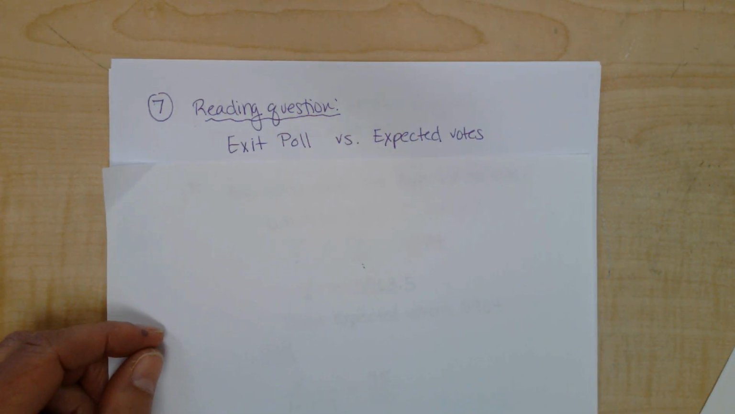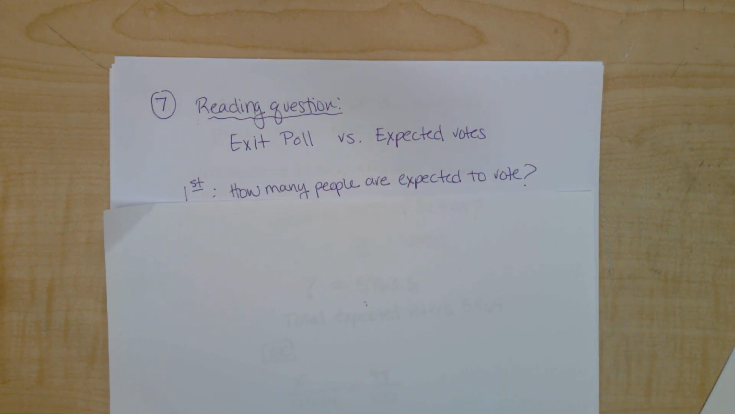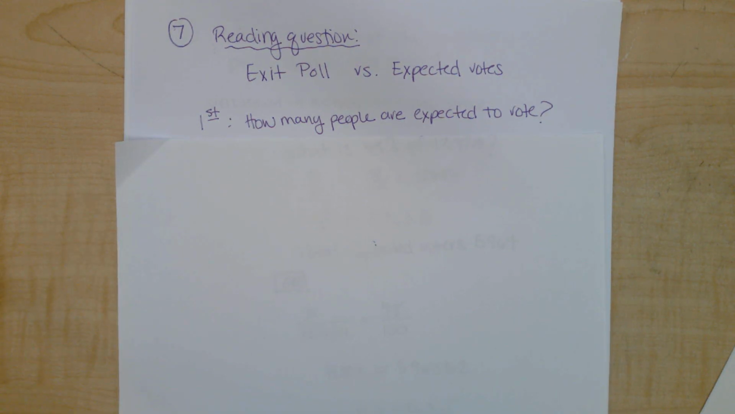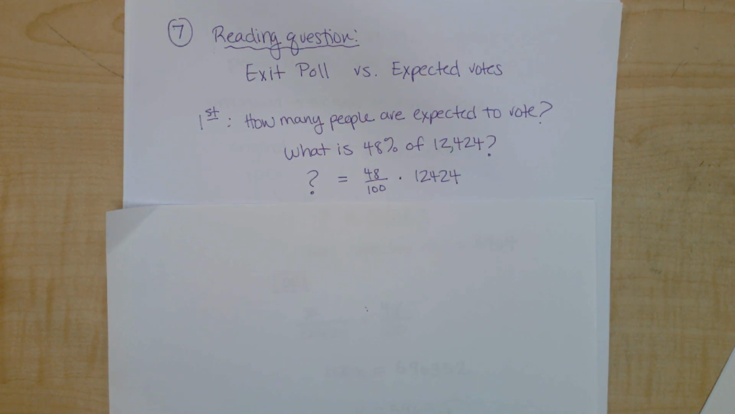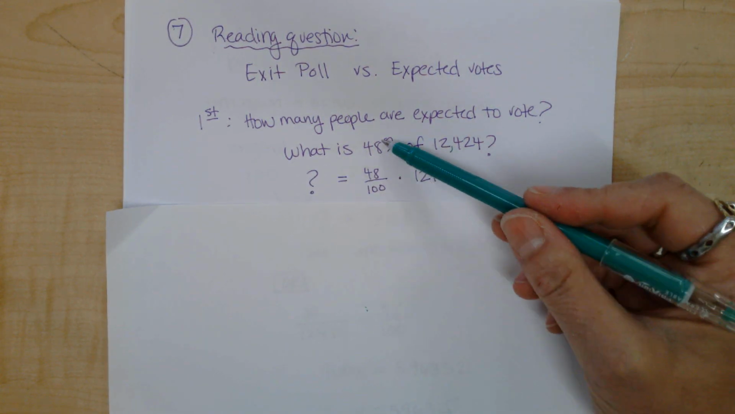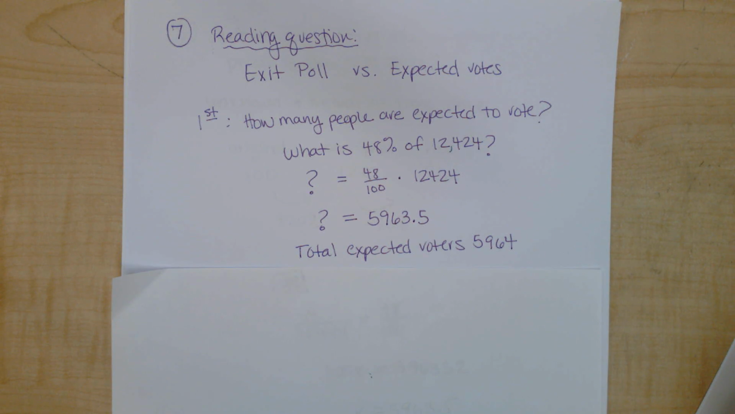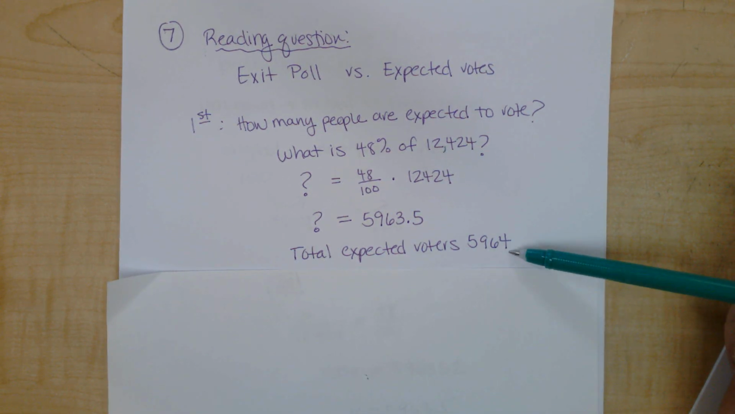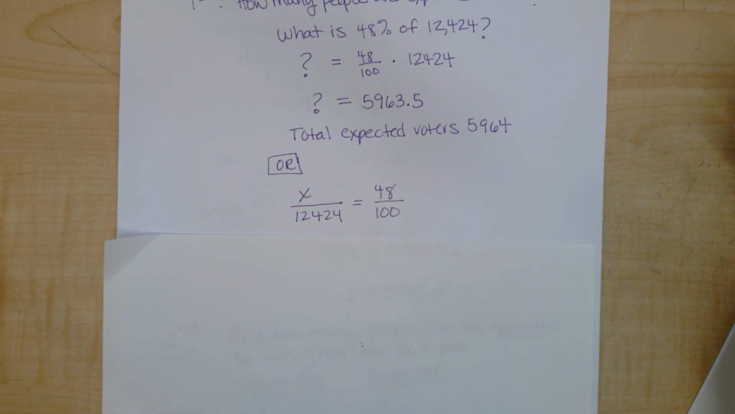So let's unpack it. So definitely a reading question. And you saw that I started to compare exit poll and expected votes. So the first thing is how many people are expected to vote. So what is 48% of the 12,424? So again, we could use "what is," so we just take the 48 and turn it into a decimal, multiply it, and we get 5,963.5. So the total expected voters are 5,964. Or we can set up a proportion.